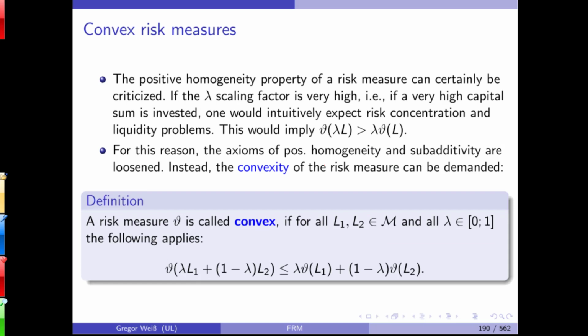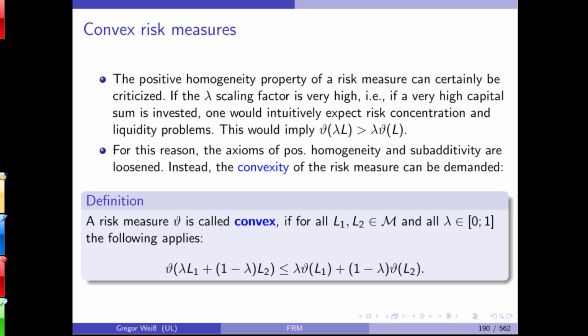Now, one step back. Remember, I told you that the risk measure is ideally positively homogeneous, meaning that if you buy 10 times the position, you have 10 times the risk. Problem is that with liquidity concerns, at some point one could argue that this is a too strict restriction. So let's loosen it up. We can only require convexity instead of homogeneity and subadditivity.